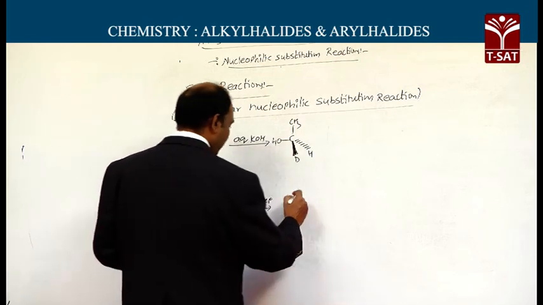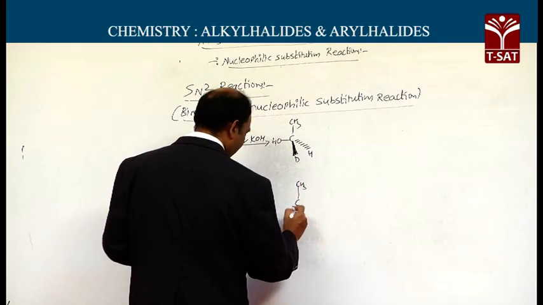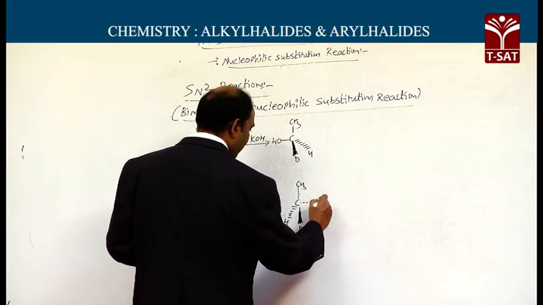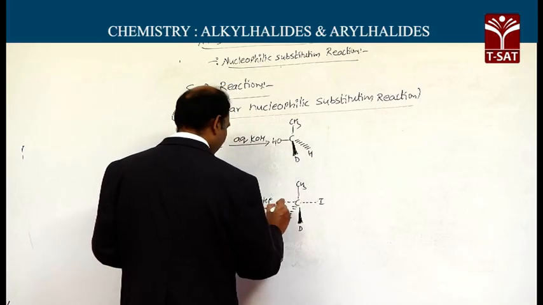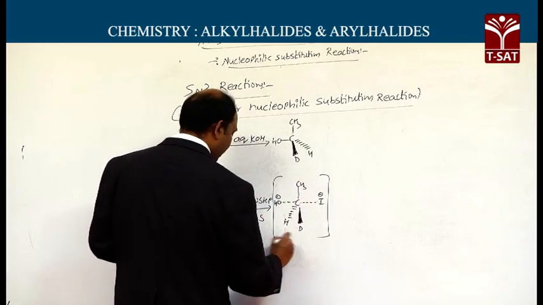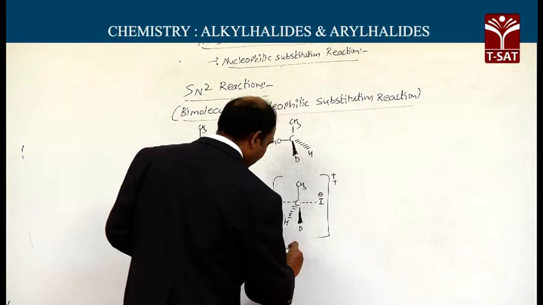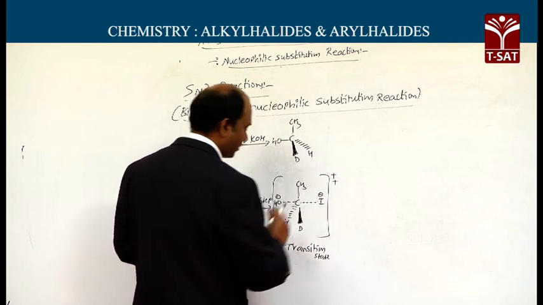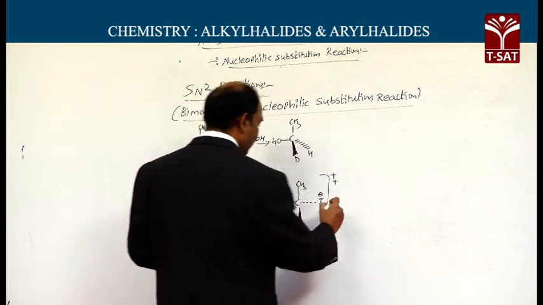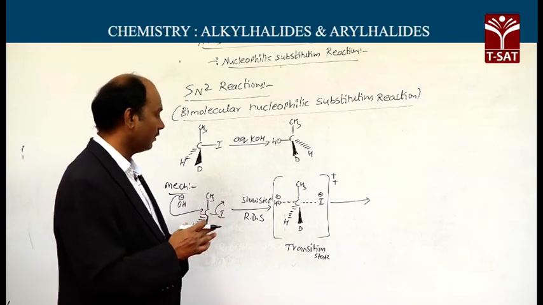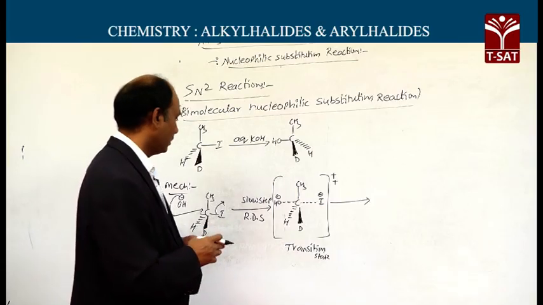And what happens here? This is CH3, here it is H, this is deuterium above the plane, and this bond undergoes cleavage. This is I and this is OH, this is minus and this is also minus, indicating a transition state. This proceeds through a transition state. This is only one step, but here we are indicating how the bond is undergoing cleavage and how the new bond is forming.